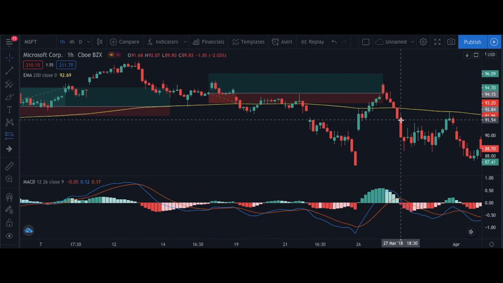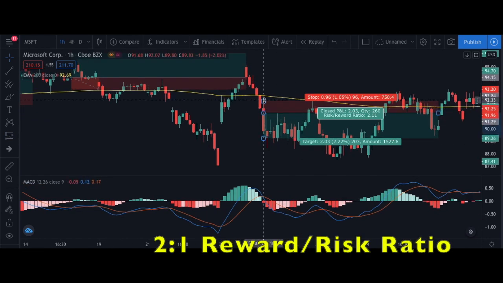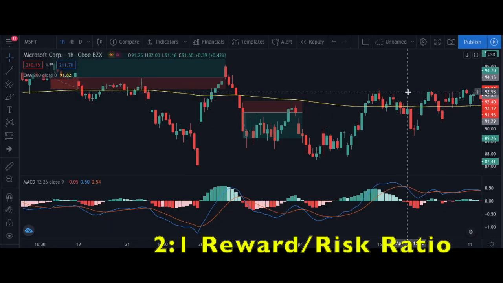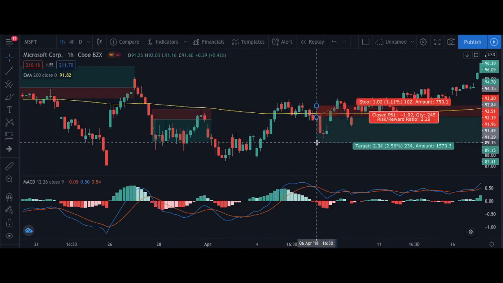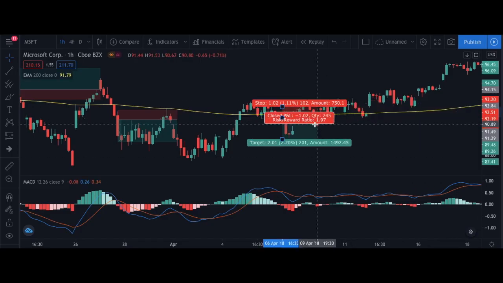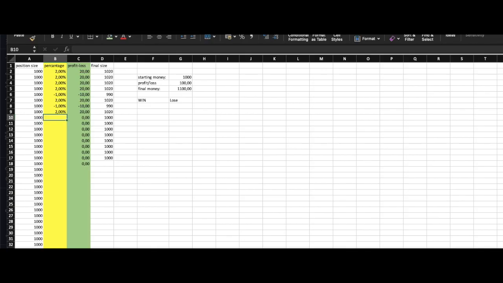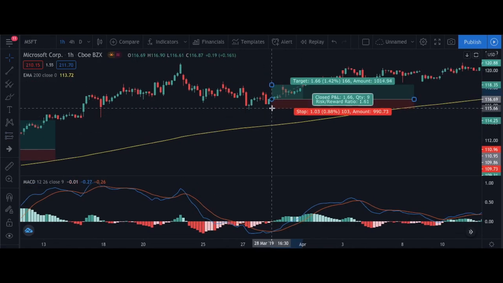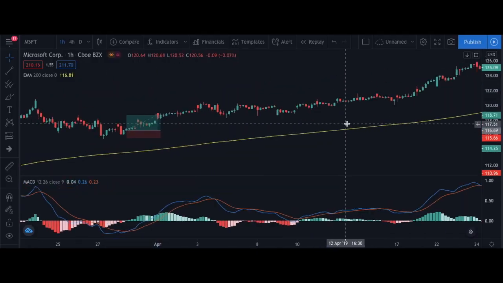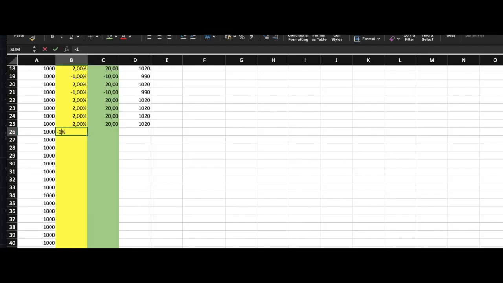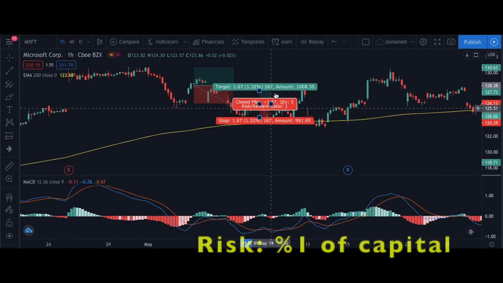In the test, I am using a 2-to-1 risk-reward ratio. I mean that I will risk only 1% of my capital to make 2. So at the end of the test, we can still have a profit, even if we lose more than half of our trades. You should always use a risk-reward ratio higher than 1.5. In the backtest, I will only open trades that risk only 1% of my capital.